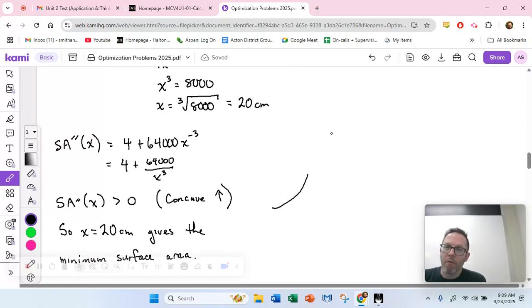I might just go out over here where I have space. If x is 20, what is the height? The height we said was 8,000 divided by x squared. What's 8,000 divided by 20 squared?